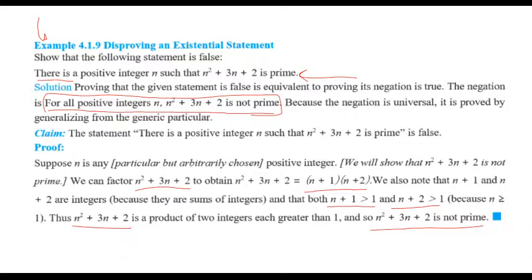So we prove that for all positive integers n, n squared plus 3n plus 2 is not prime. And as a result, we prove that the original existential statement that we stated at the beginning is false, because the existential statement is the negation of what we proved to be true.